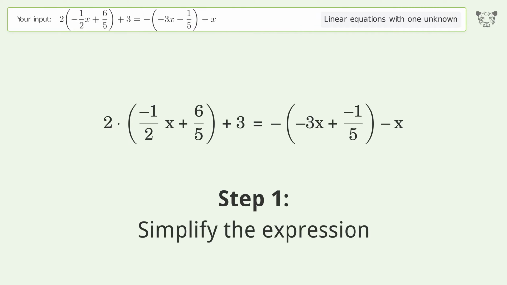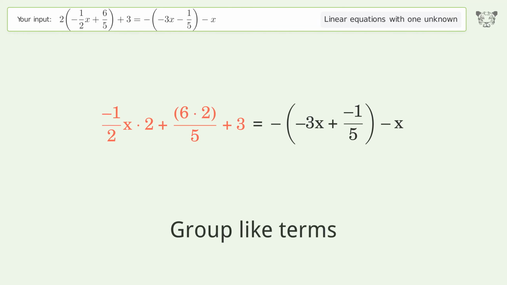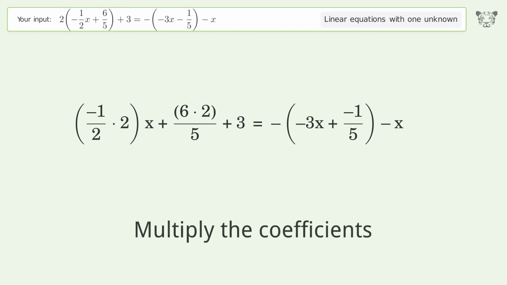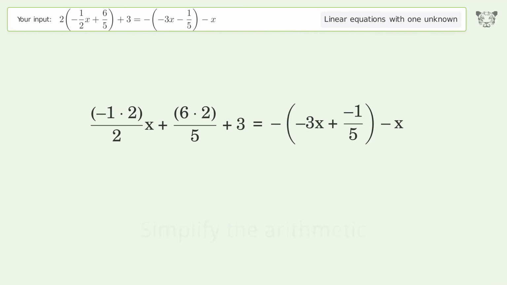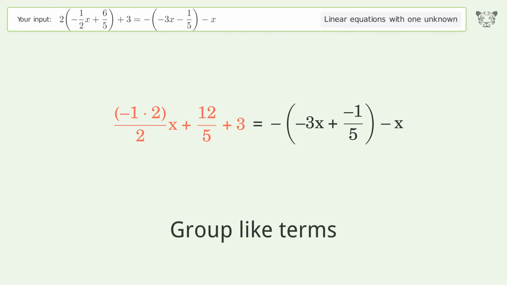Simplify the expression. Expand the parentheses. Group like terms. Multiply the coefficients. Simplify the arithmetic. Group like terms.